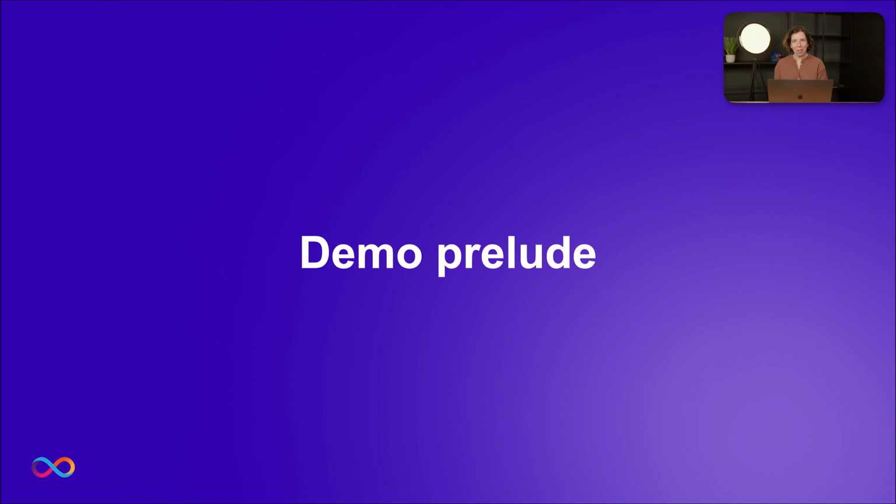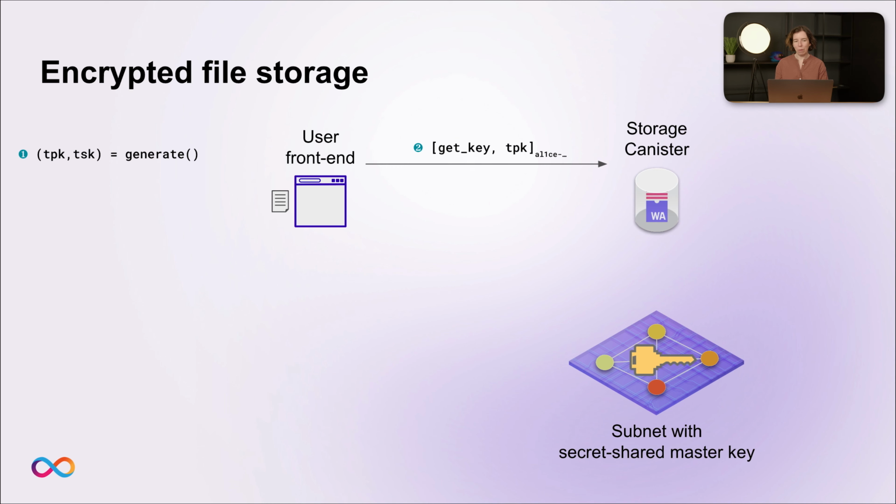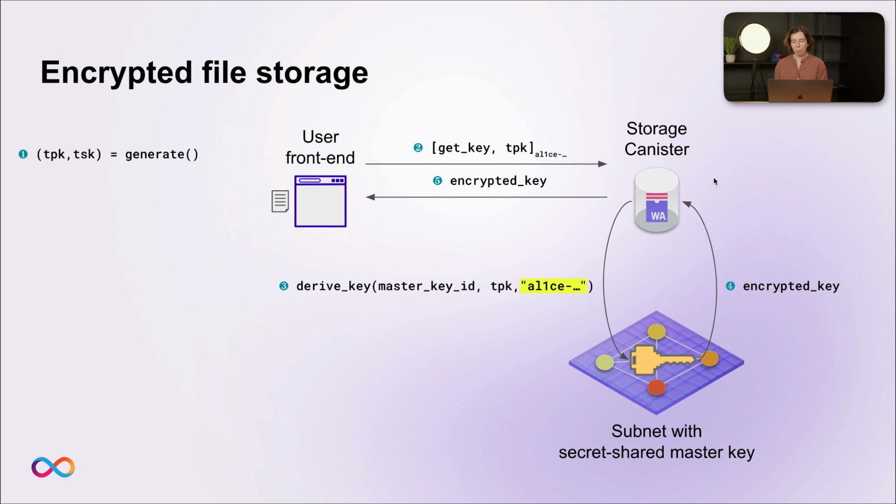Maybe this leads me to a bit of a demo prelude. I can continue the example from before by saying, suppose you want to do encrypted file storage. It's very similar to the flow as before. You want to generate a transport public key and transport secret key. You call the storage canister to retrieve a key for you. The same thing happens as before.